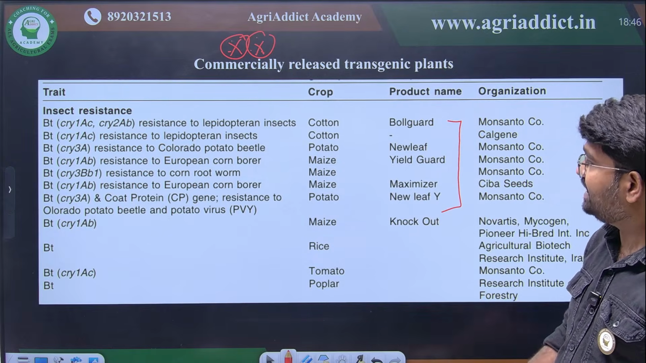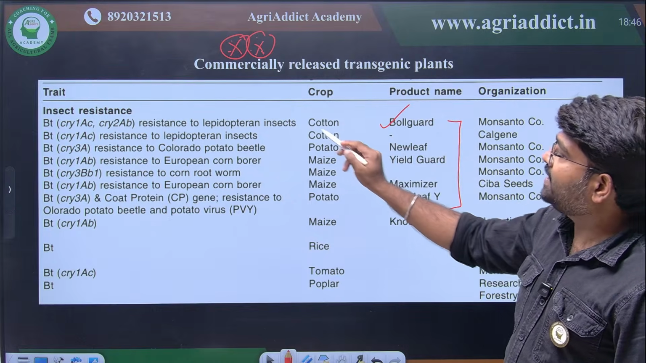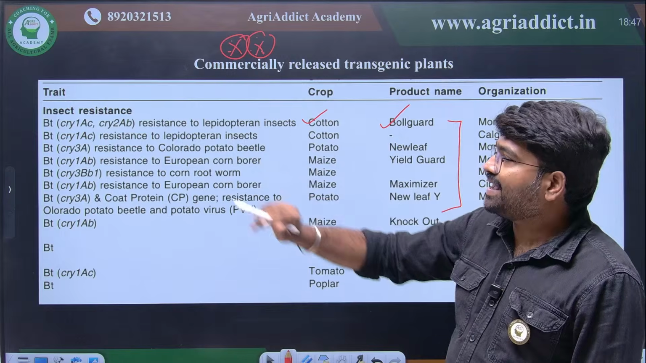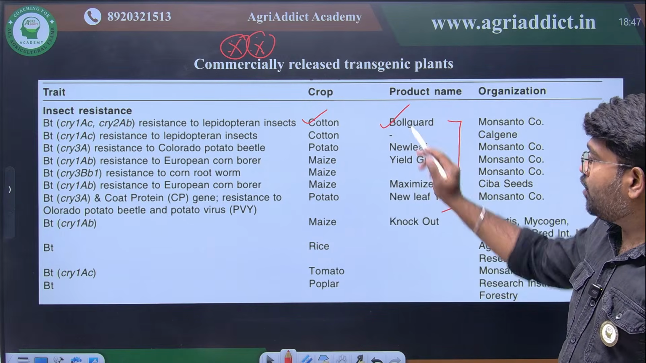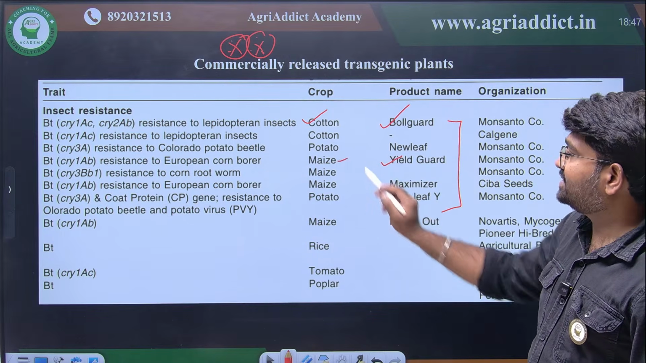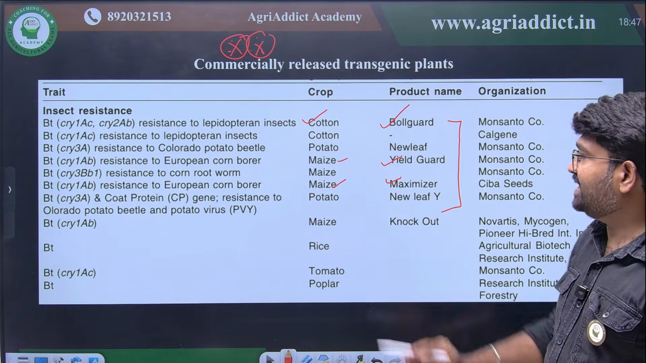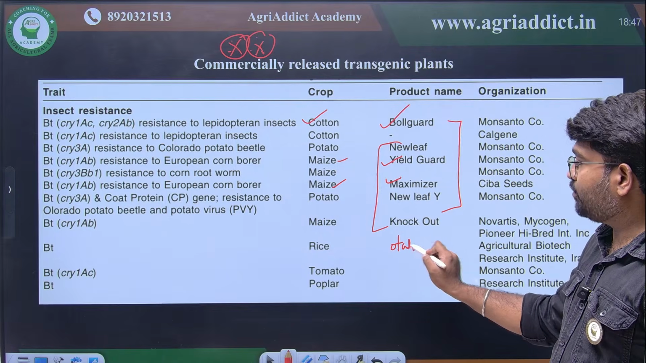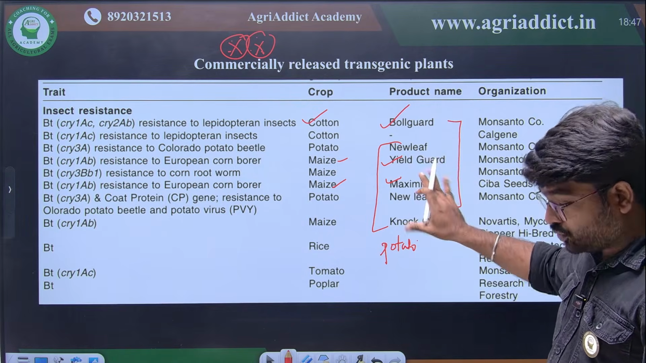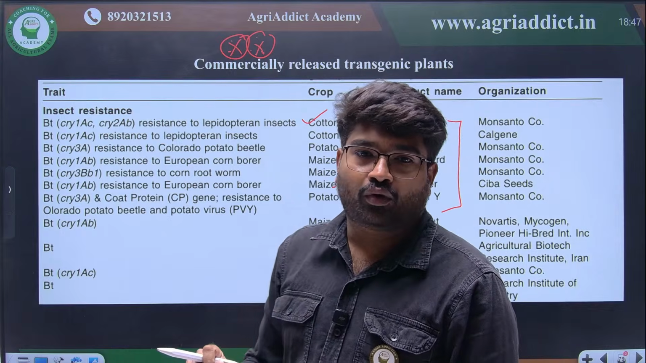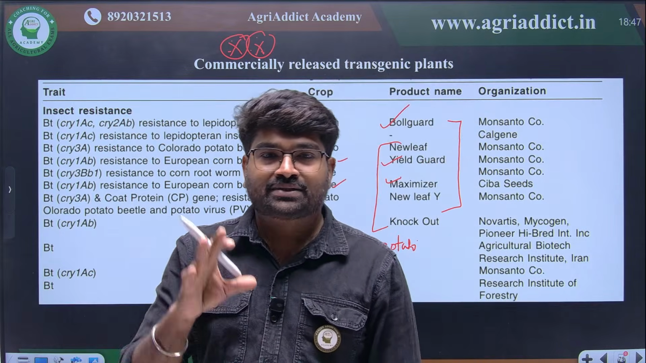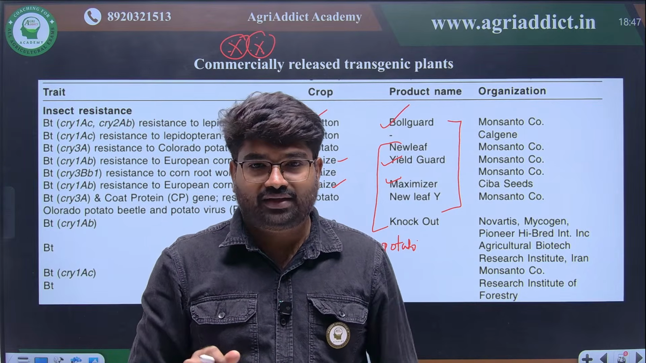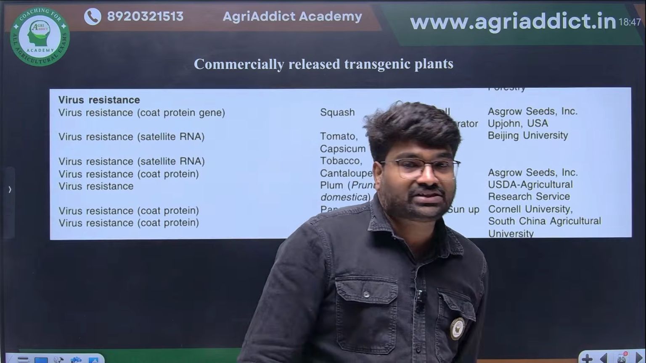If you see, Bollgard is a cotton crop expressed with Cry1Ac protein. Bollgard, YieldGard in maize, Maximizer also in maize, NewLeaf in potato, along with the trade names. This is the question they are going to ask: what are the different cry proteins expressed for which crop, and what is the product name developed? This is the key question they will ask.